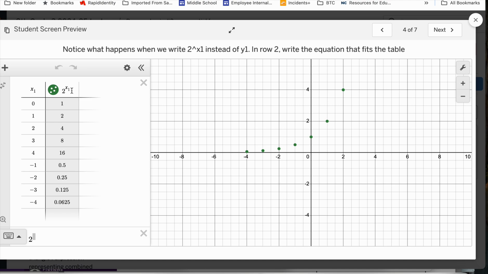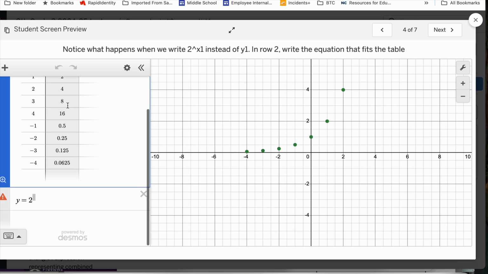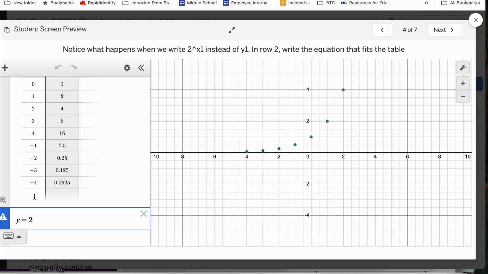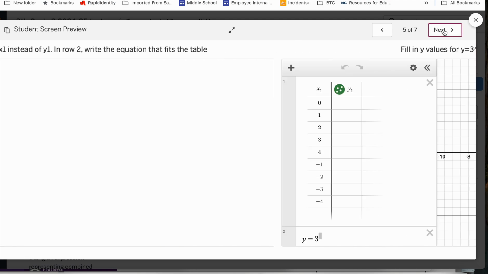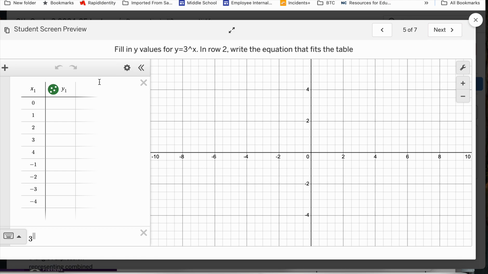We see that you could actually have had Desmos figure that out for you. Right? You can just say, okay, for x1, then the y column should be 2 to the x1. Okay, so that's an important skill. You can get Desmos to fill out a table for you. So instead of putting y, notice we put 2 to the x1. Okay, now 3 to the x, right?